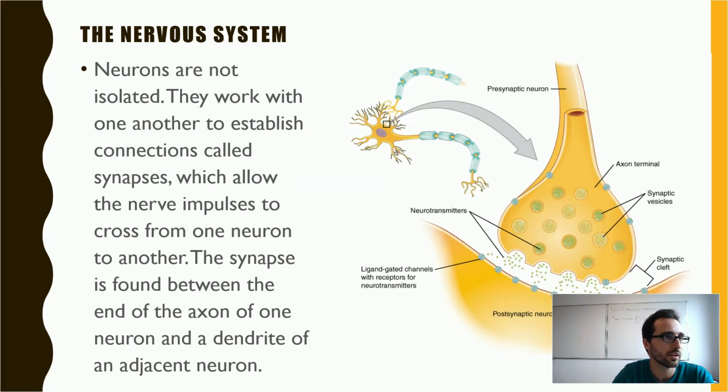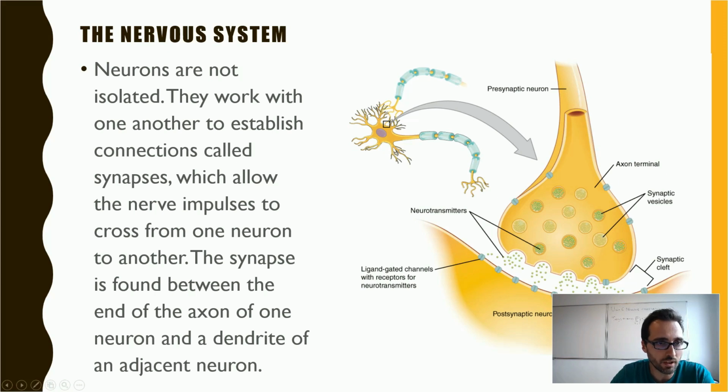So the neurons are not isolated, but they don't touch one with the next one. In the middle of their connections there is a gap which is called the synaptic cleft. This is quite important because they don't have a direct contact. They have a gap between them.